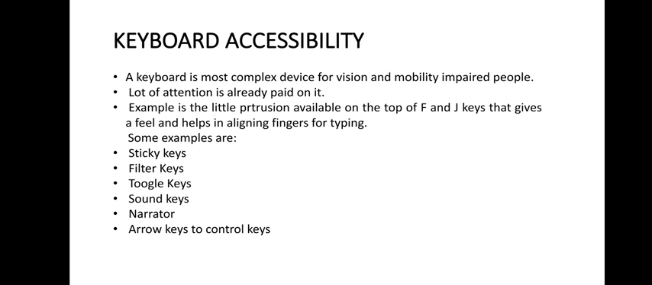An example is the little protrusion on the top of the F and J keys that gives a feel and helps in aligning fingers for typing for physically disabled people. Basically, this protrusion is a kind of projection which helps physically disabled people. That means the option that a physically disabled person wants to use will be zoomed. Some more examples are sticky keys, filter keys, toggle keys, sound keys, and arrow keys.